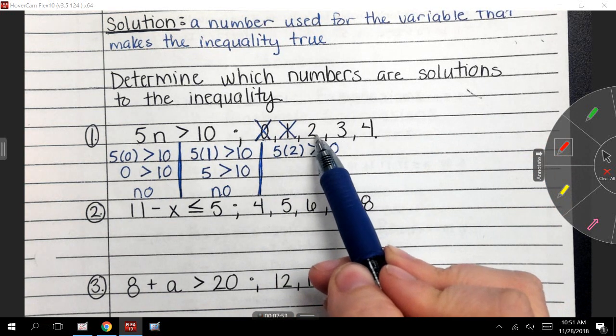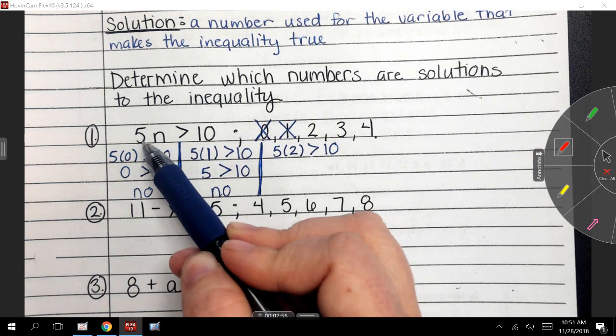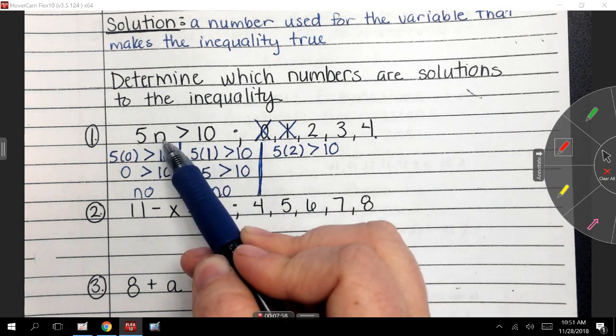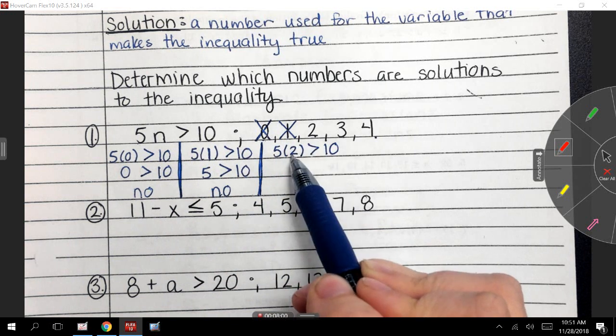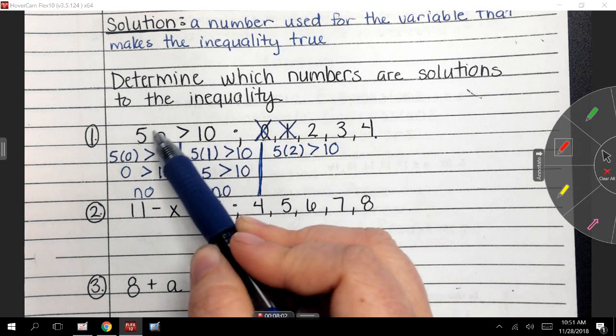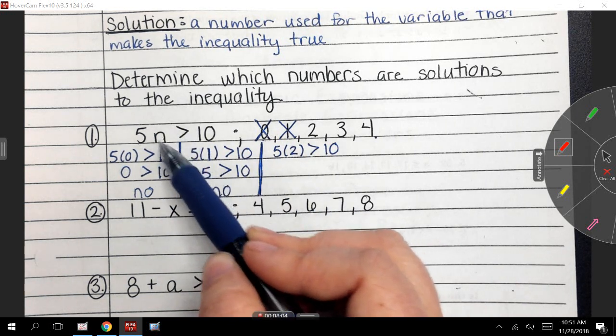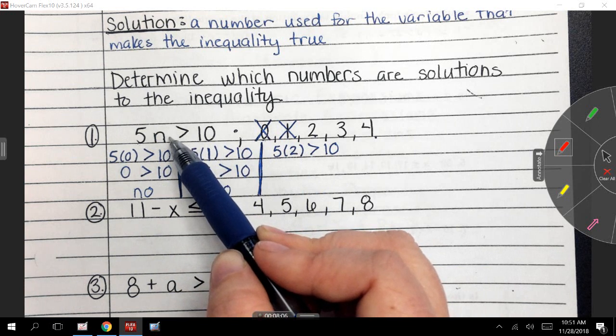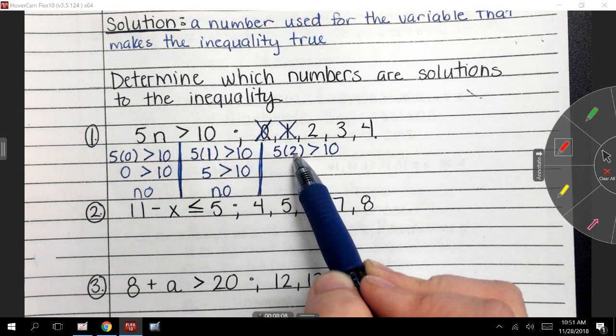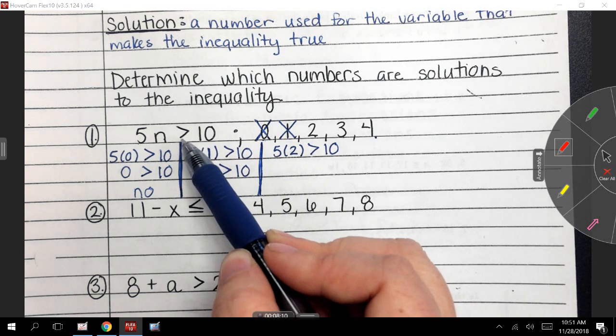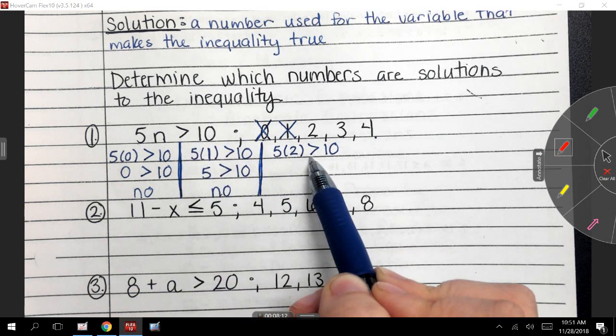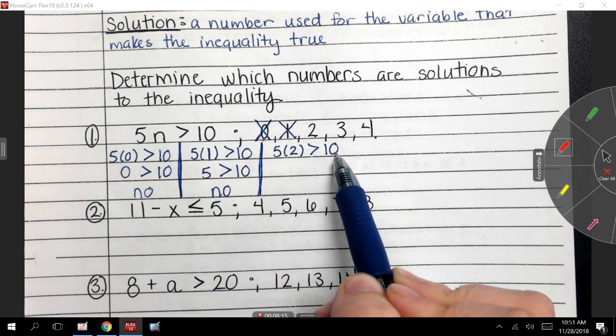See, my 2 was next, right? So it said 5. I put 5. It said n. What am I using for n now? 2. We take out that letter every time and change it to a number. Okay. And then it said greater than, so I wrote greater than. And then it said 10, so I wrote 10.